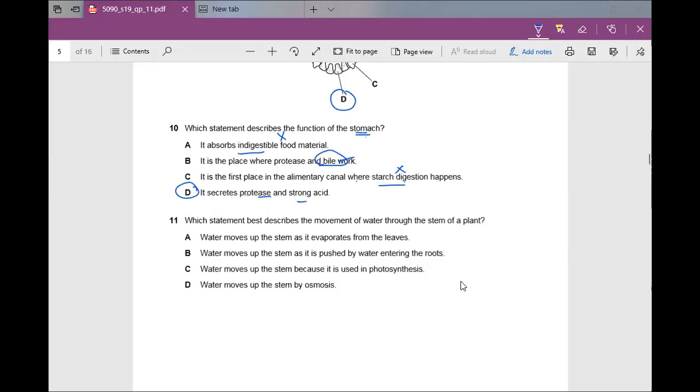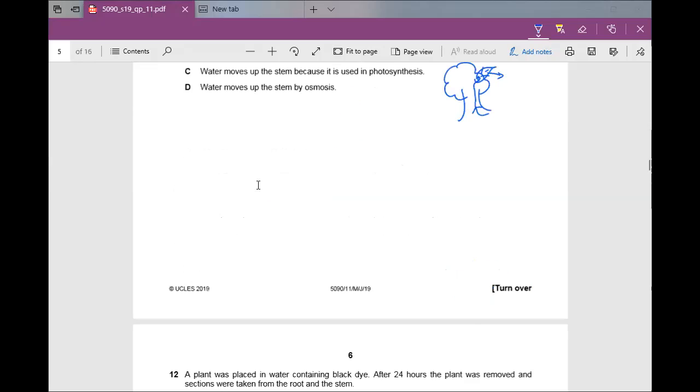Number 11 is, which statement best describes the movement of water through the stem of a plant? For this purpose, we have to understand with the help of a drawing that on a tree, many leaves are there. They evaporate the water and this causes a transpiration pull, so water moves in an upward direction, right? So number 11, answer is A. Water moves up the stem as it evaporates from a leaf, right? There is no other option besides this.